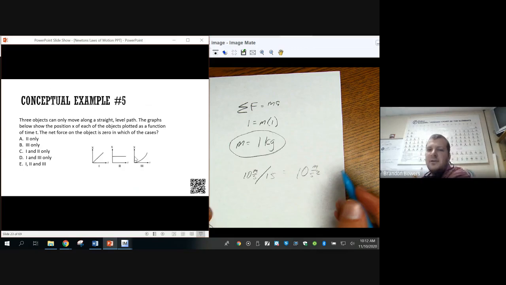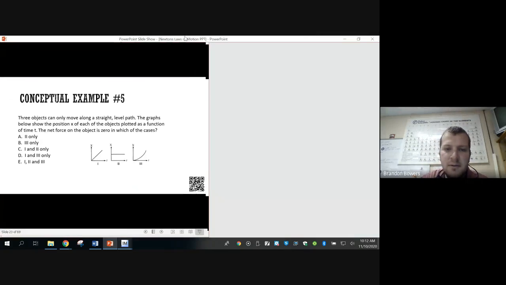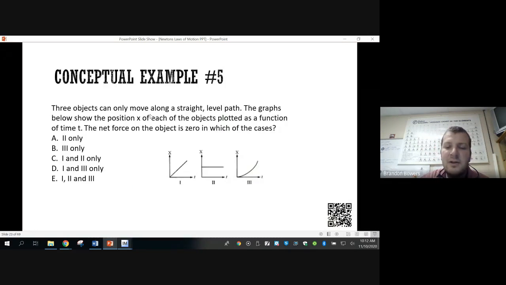Now, if we look at this next graph, 3 objects move along a straight level path. The graphs below show the position x of the objects plotted as a function of time, so it's displacement over time here. Which of these has a net force of 0? Well, whenever the net force is 0, that means there's no acceleration. So which of these displacement over time graphs show no acceleration? It's always going to be the linear ones. So this is linear and this is linear. So it's actually 1 and 2, or answer C.